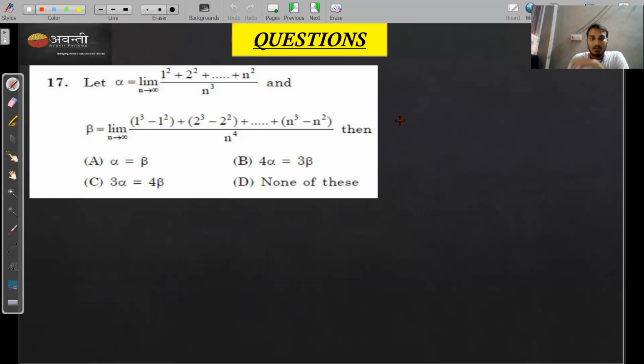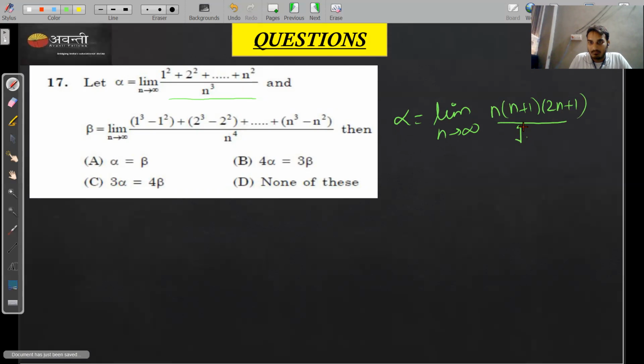So then let's start how to solve this. First of all, start with alpha, okay? Alpha is limit n tends to infinity. See, 1 square plus 2 square plus up to n square is what? What is the sum of the first n natural numbers with the square of each term? Is it n, n plus 1, 2n plus 1 by 6? Yes or no? And n cube is already there.